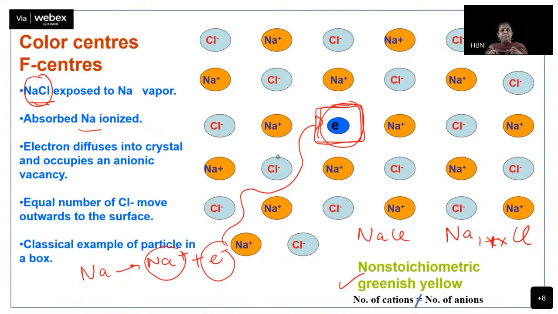Box के dimension पे. Box के dimension किस पे depend करेंगे? The lattice parameter of the crystal lattice that I'm talking about, which means what color my color center would give, will depend not on the vapor that I'm heating in, but on the material that is being heated. That means ये NaCl को, if I had exposed it to potassium vapor or rubidium vapor or cesium vapor, it would still have given the greenish yellow color.